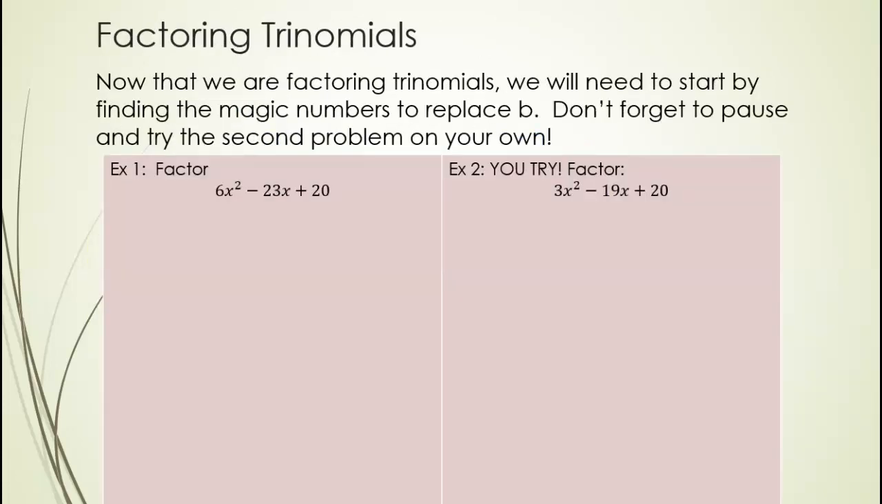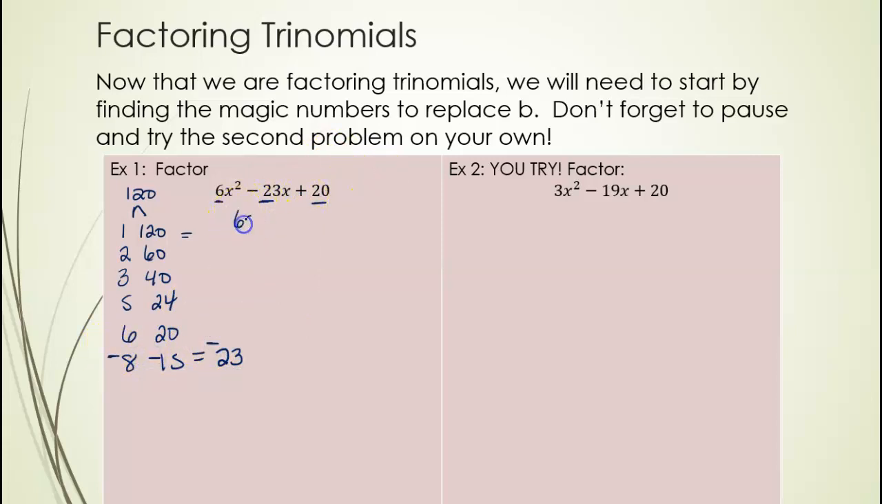All right, so let's try one without the rectangle. Remember, A, B, and C is what we're looking for. A is 6, B is -23, and C is 20. We want to do A times C, so that's 120, and I'm looking for two numbers that multiply to be 120 and add to be -23. 120 divided by 8 is 15. Ooh, here we go. 8 and 15 add together to be 23. The only problem is I want them to be -23, so they both are going to have to be negative.